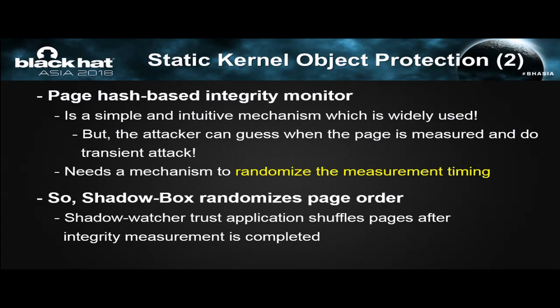All right. A page hash based integrity monitor is a simple and intuitive mechanism which is widely used, but the attacker can guess when the page is measured and do a transient attack. A page hash based integrity monitor needs a mechanism to randomize the measurement timing. So, Shadowbox randomizes the page order. The Shadow Watcher trusted application shuffles the pages every time after the measurement is completed. So the attacker cannot guess when the page is measured.